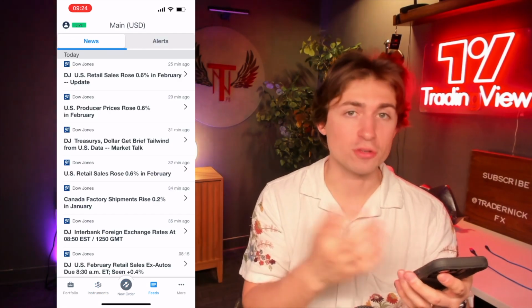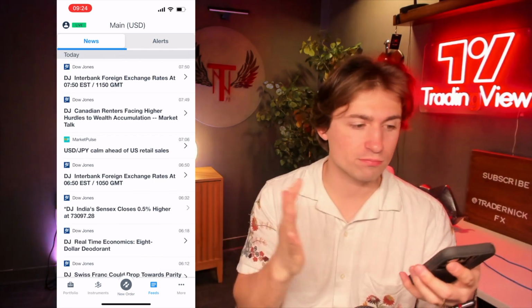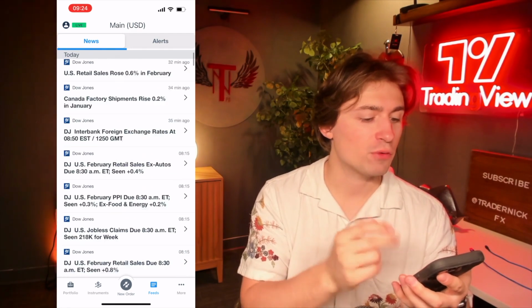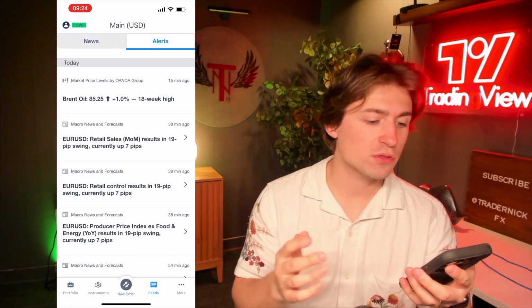Next up, check out this news feed. It's super convenient as you're scrolling through the app, whether you're on the go or sitting at your desk. If you want to keep an eye on the latest market news, you can do so by going to news, and you can also look at the alerts tab.